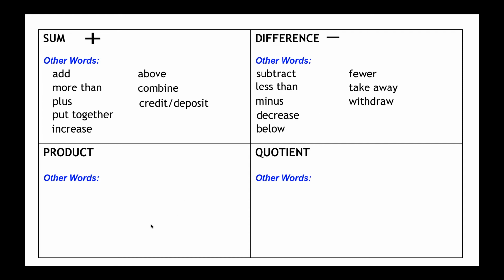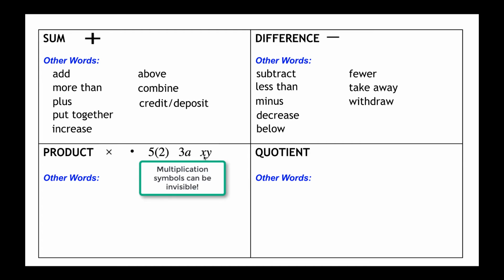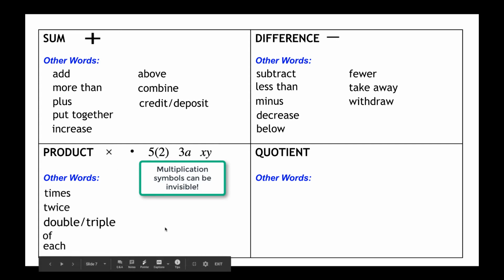Product is referring to multiplication, and you can represent multiplication in a handful of ways. You can use the multiplication symbol, the X. You could use the multiplication symbol, the dot. You can also have a number directly next to another number, a number directly next to a variable, or two variables next to each other. These three show invisible multiplication. So multiplication can be visible, like the X and the dot, or it can be invisible. Make sure you have these examples in your notes for the multiplication symbol or the product symbol. Here are some words that mean multiply.